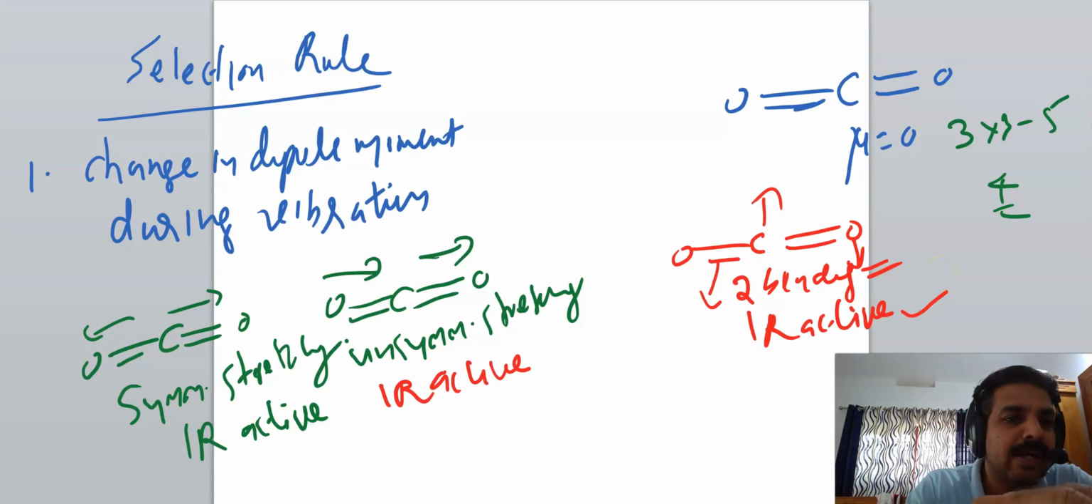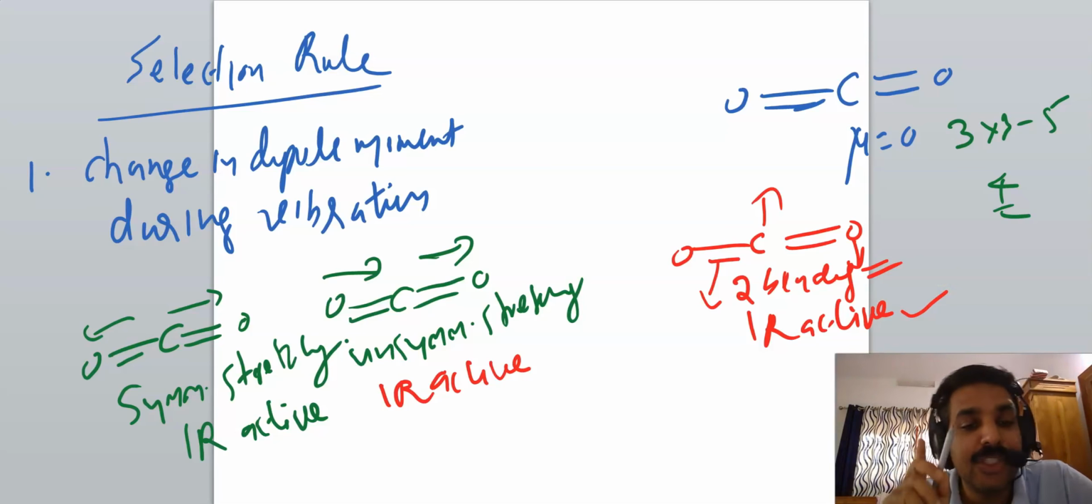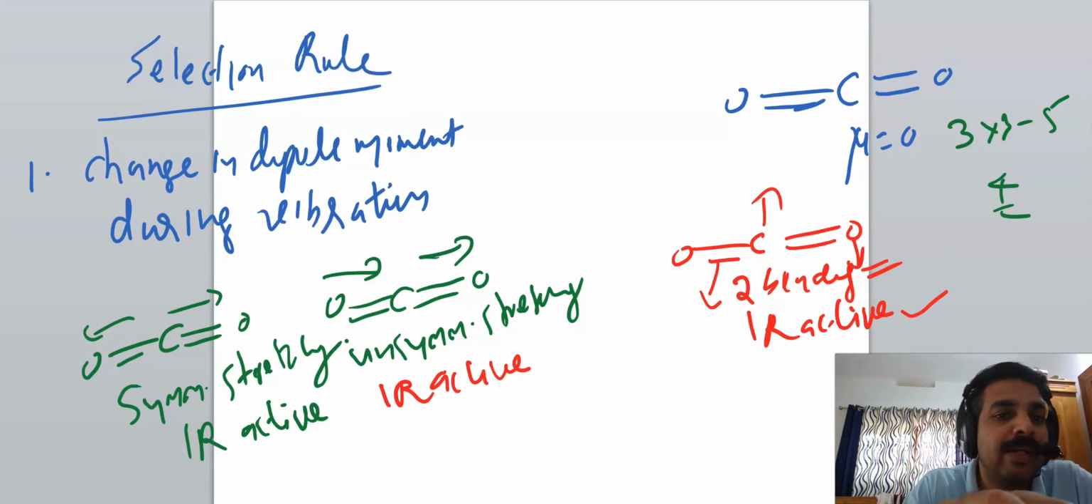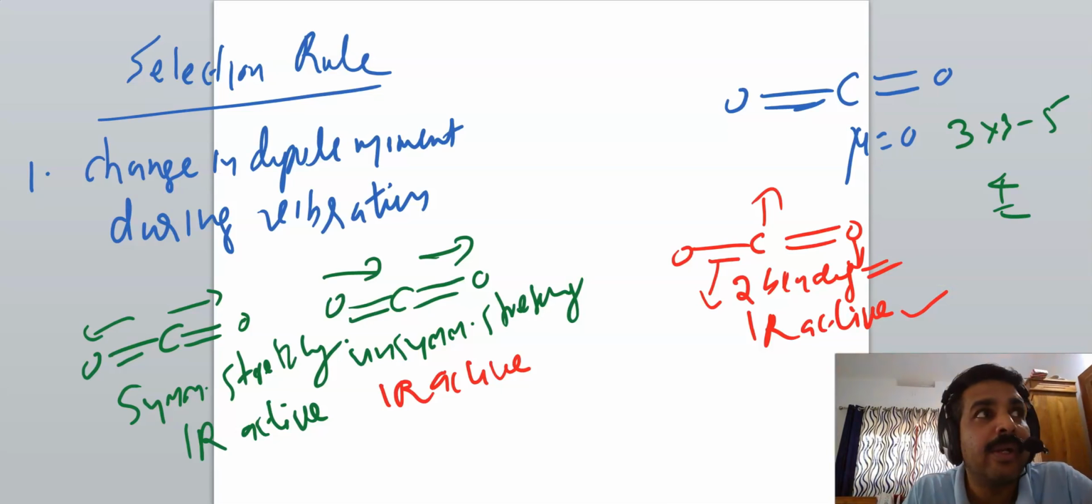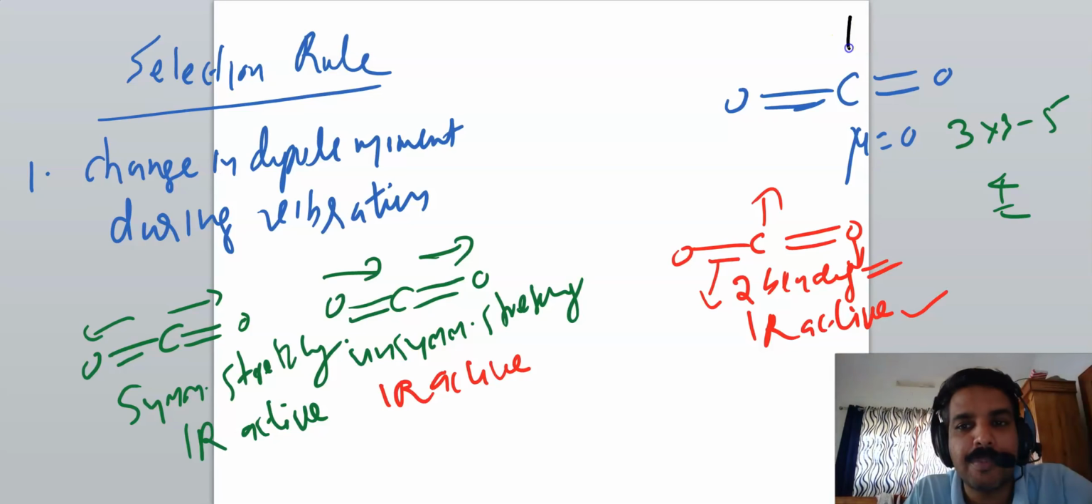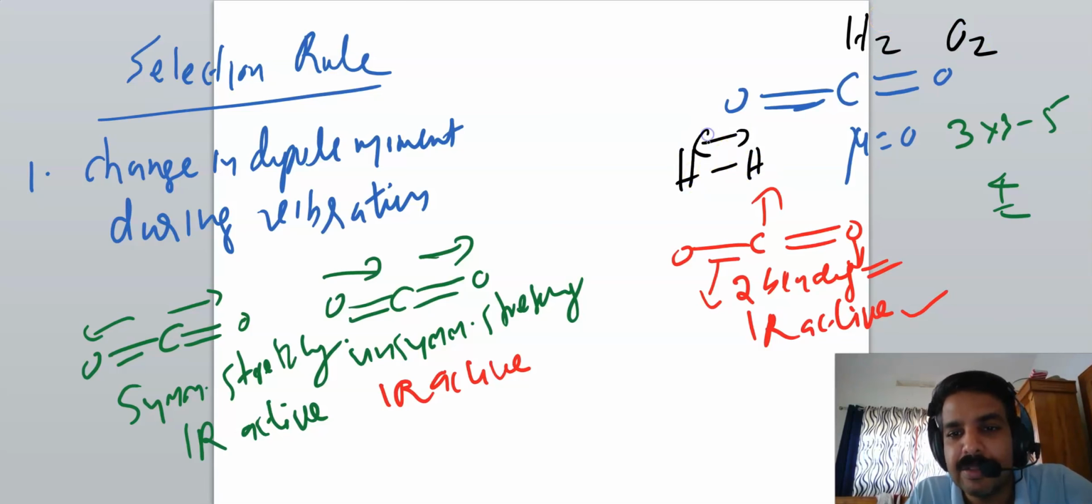So the first condition is change in dipole moment during vibration. Take a homonuclear diatomic molecule like H2, O2, etc. They have only one vibration. In the case of H2, there is only one vibration, that is symmetrical stretching. So in that case also, there will be no change in dipole moment.